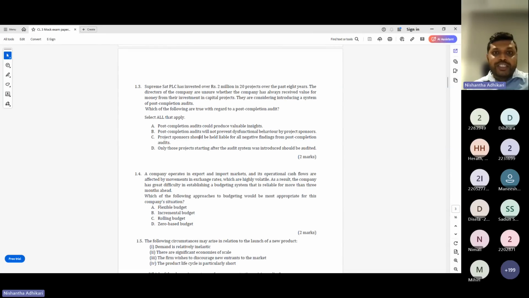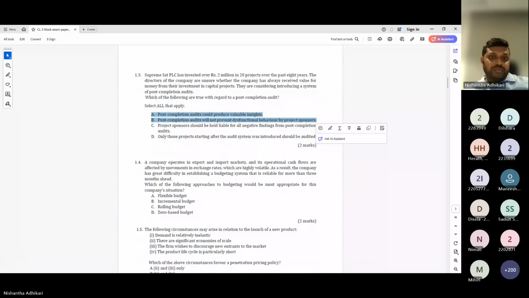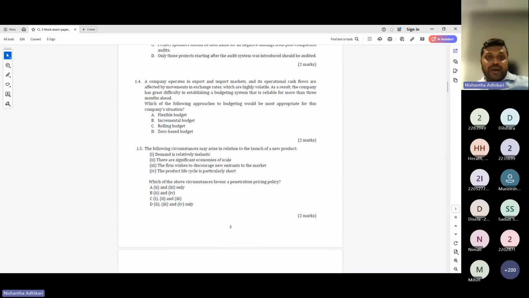Project sponsors should be held liable for all negative findings from the post-completion audit. No, if it is negative, all the parties should be held liable, not only one party. Only those projects starting after the audit system was introduced should be audited. No, all projects need to be audited once completed, whether the relevant investment benefit has been received or not, you have to evaluate. Therefore, the answer should be A and B. Right, 1.4.